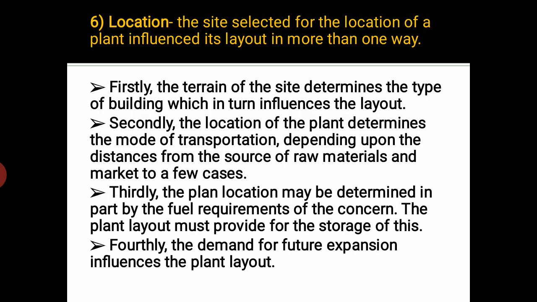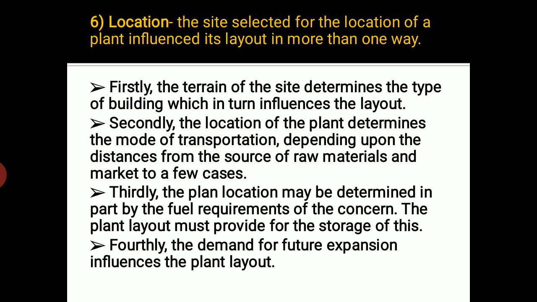Number two, secondly, the location of plant determines the mode of transportation depending upon the distances from the source of materials and the market to a few cases. That means if the location is far off, then we may see that ભલે આપણું land નાનું હોય, then we may take it there, then layout would be like that, right? So it depends that what will be the mode of transportation available, say what type, where the sources of raw material is, all these affects the layout.